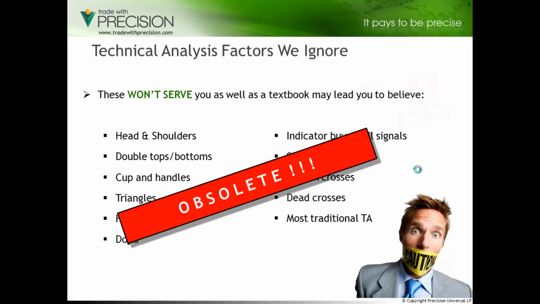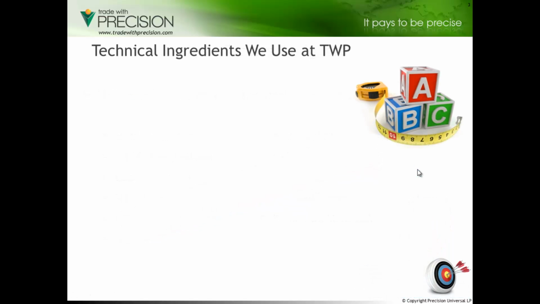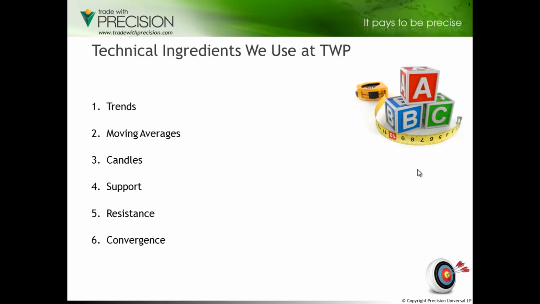We need a strategy to combine together to create a recipe in order to actually go away and bake a chocolate cake. So what technicals do we use? Well, number one is trends. We need to put so much emphasis on trends and getting so good at them. We also use moving averages in combination with the trends. Some of you might say, well, hold on, moving averages are lagging. Yes, they are in the traditional sense. We don't use them in the traditional sense.